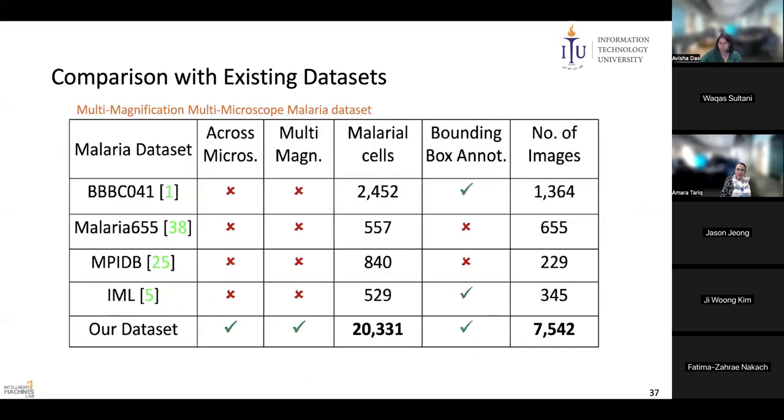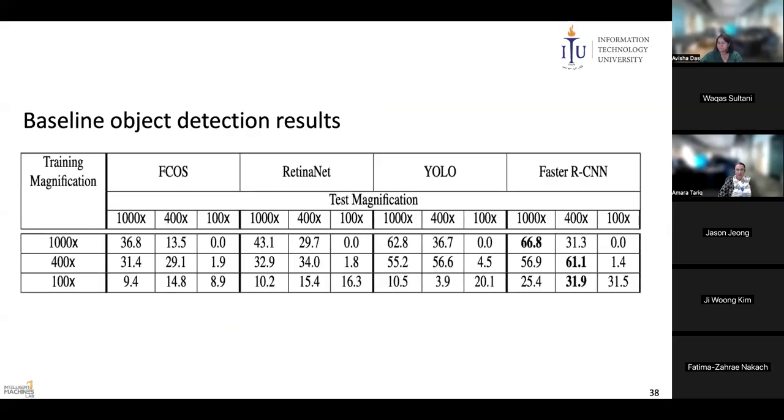So these are some of the comparisons with the other existing data sets. We believe our claim is that we have one of the largest publicly available malaria data sets, across microscope, multi magnifications, with bounding box annotation also, and this data set is publicly available. I will be sharing this whole slide with Amara, and she can share with everybody. We have put the links of the code and also the link to the data set, and anybody can use it.